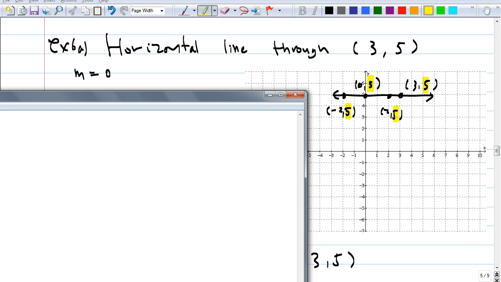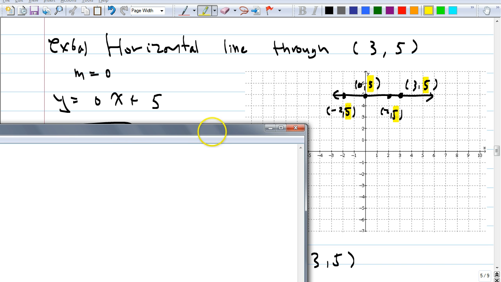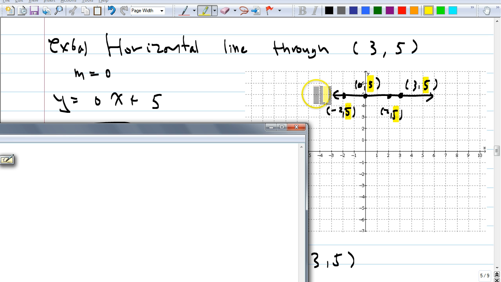Yeah. 5. It's 5. How do you know? Oh, because you plug in 3, 5, and 0 into y equals mx plus b. You plug in these two, b. Yeah, you could do that, sure. So, you know that the b is 5 because look at the horizontal line. Doesn't it hit the y-axis at 5 anyway? Right? Or you could plug it in.